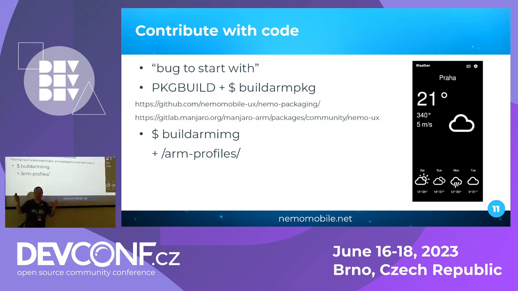Then when you have a package, you can build it locally using make package, or build an ARM package, for cross compilation. Then you will probably build an image: build ARM image will take the repository you provide and produce the image you can install on your device. There is a Git repository called ARM profiles, and it contains the list of devices which are supported by Manjaro.